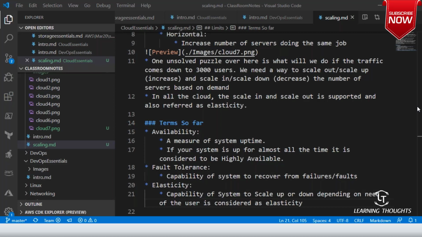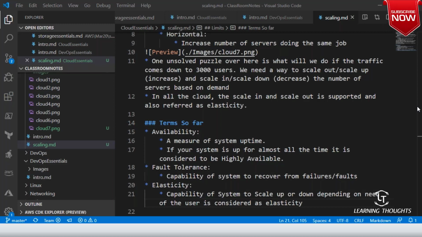So what is availability? Availability is a property of the system: how much time your system is up and running. For example, if you are using Facebook, Facebook will be running round the clock all the time. So it is considered to be a highly available system, because it is running all the time.